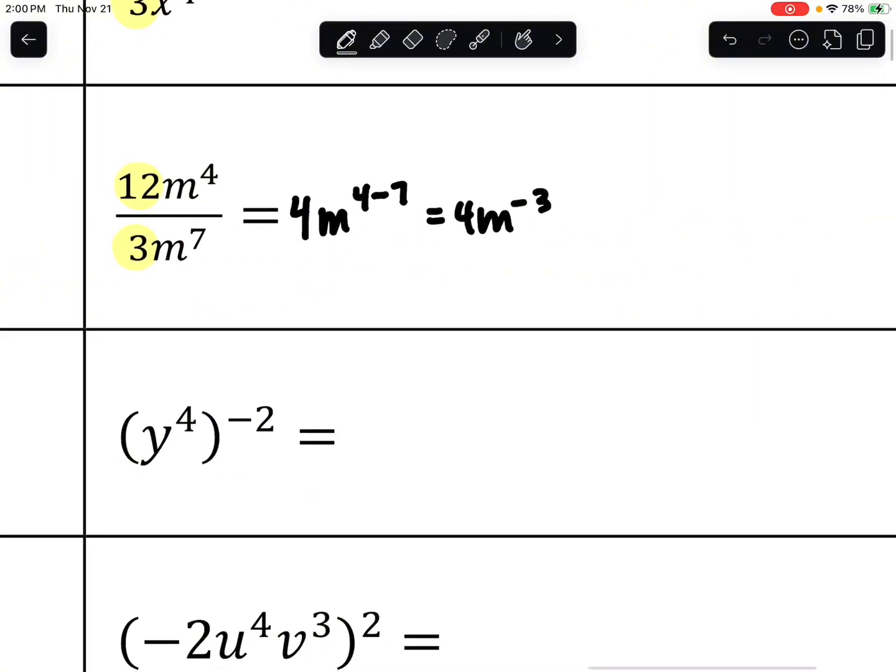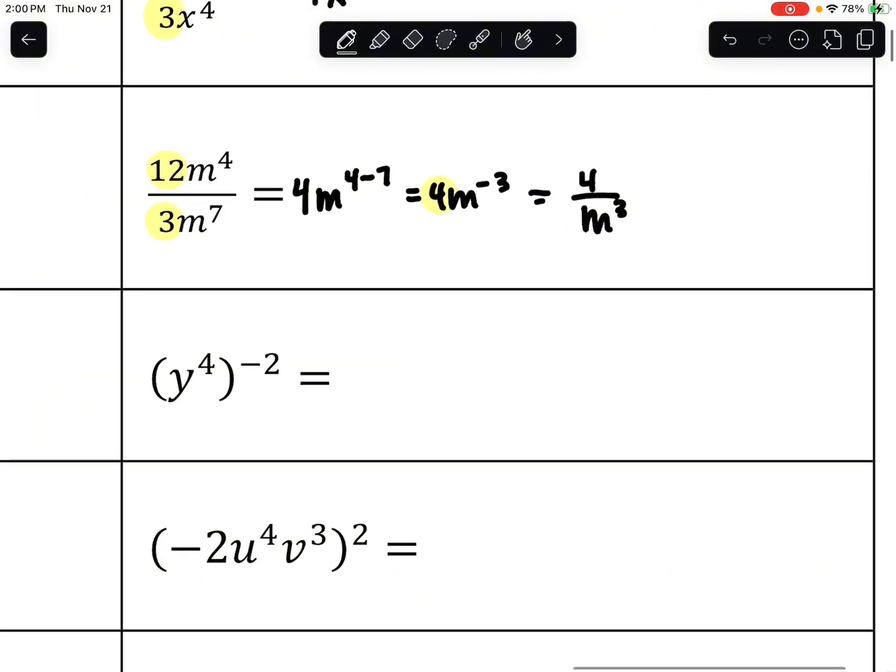And so when you rewrite this, be careful. Coefficients don't get to move. Even if they're negative, they stay where they're at. Only negative exponents move. So that 4 would still stay on top. Only the m would move with the exponent and become positive.